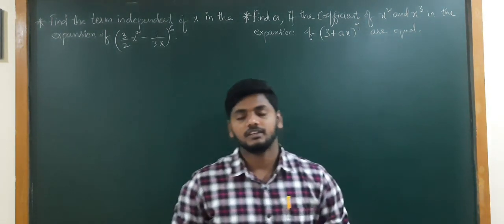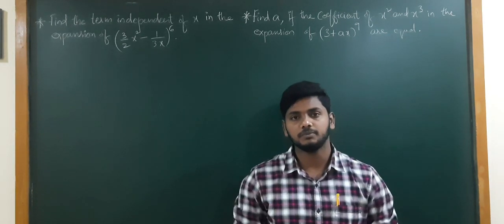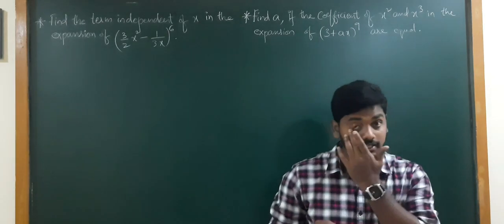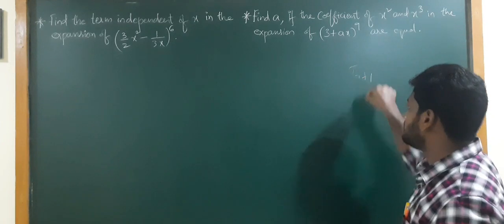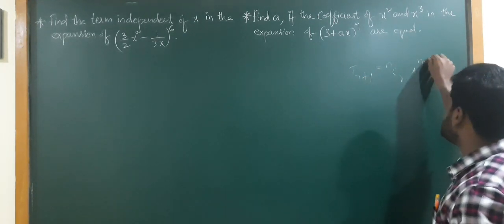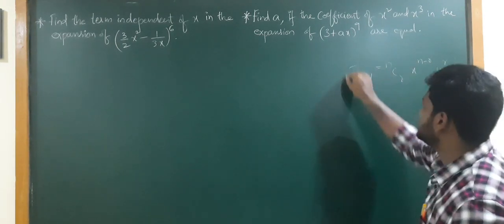Good afternoon, students. In this session, we will discuss some of the problems related to general terms in the chapter of binomial expansion. We know that in the binomial expansion, the general term is represented by T(r+1), which is equal to nCr x^(n-r) y^r. This one we will consider as the general term.